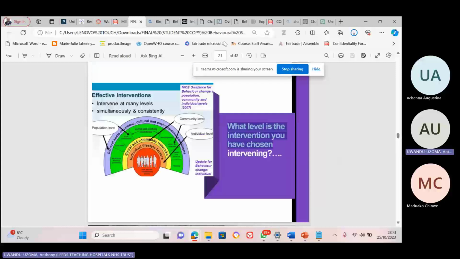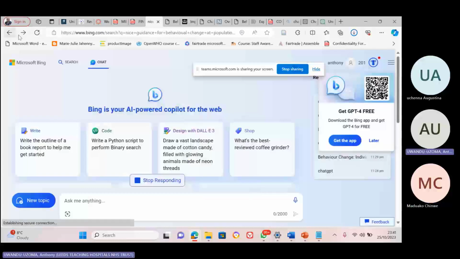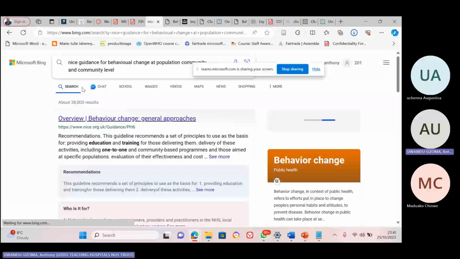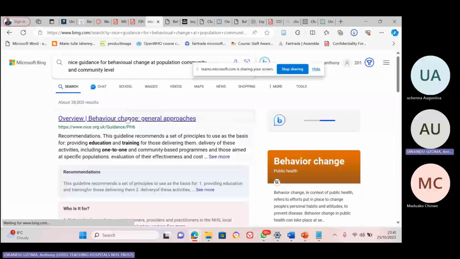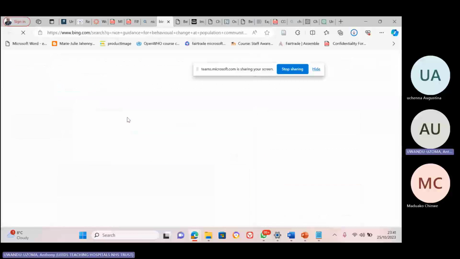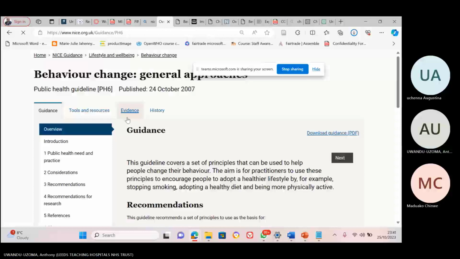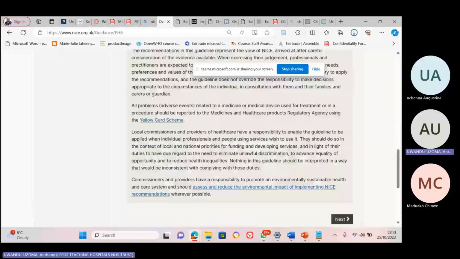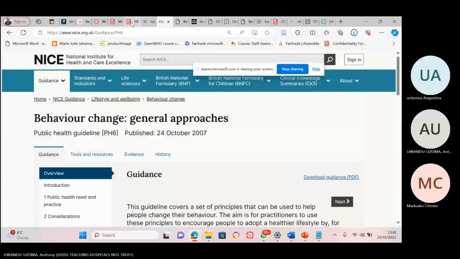He said that intervention can occur at 3 levels: individual level, right? Then you have the community level and you have population level. So now I need to get the one for community level. Okay. So this is how you read. So let's see whether I will see this one. General approaches. So your lecturer is using NICE guidelines. That is what I can say from here.